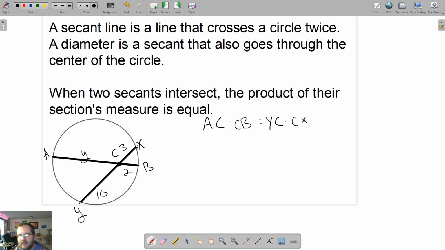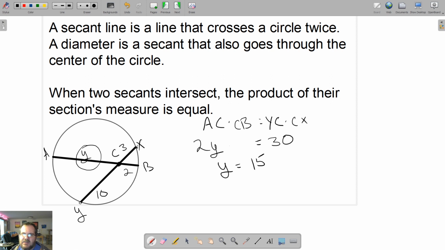So if I want to find the value of Y here, I want to construct an equation that looks really similar to what I have over here. So AC is Y. CB is 2. So this is going to be 2Y. YC is 10 and CX is 3. So this is going to be equal to 30. So to solve for Y, that means Y has to be equal to 15.